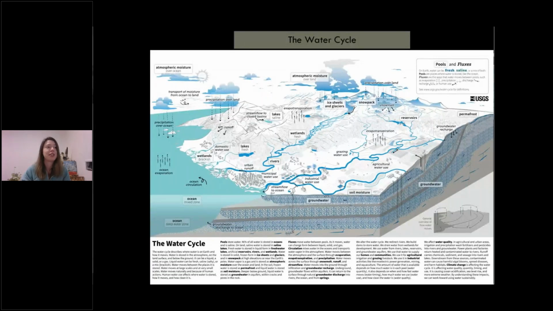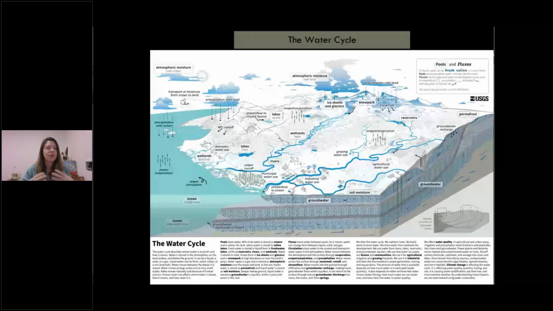So this is a really amazing diagram, and it is in the public domain, so you can put it as a poster on the back of your bathroom door if you want to study it. That's how I studied a lot of my notes as a kid. There's a lot of information here, and I'm not going to go into all of the detail, but it does show you a lot of the movements of water.